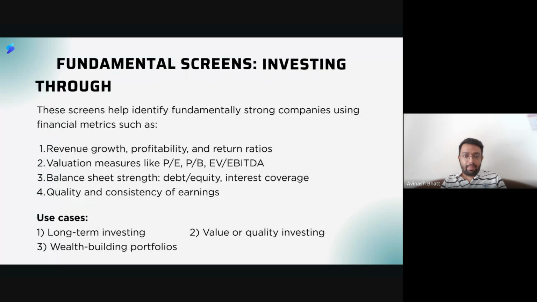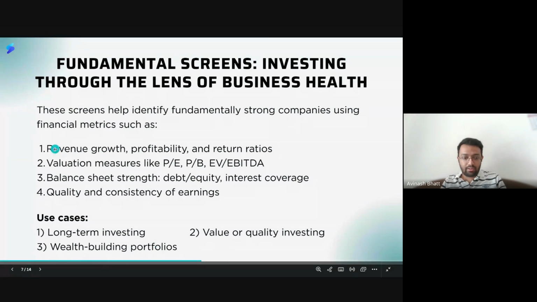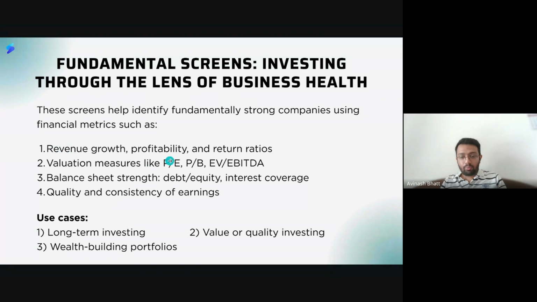So let's focus in detail on one by one. The first is the fundamental screen, where you are solely focusing on business health, right? The primary metrics you will focus on are revenue growth, profitability, return ratios, so ROE, ROCE, and then valuation measures like PE ratio, PB ratio, EV to EBITDA ratio. There are multiple other ratios as well. But growth, returns, valuation, then balance sheet strength.